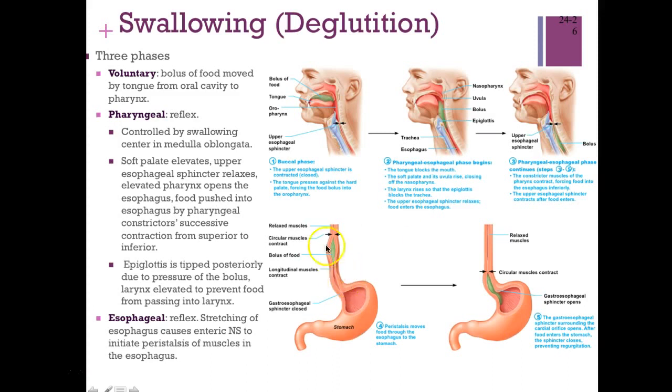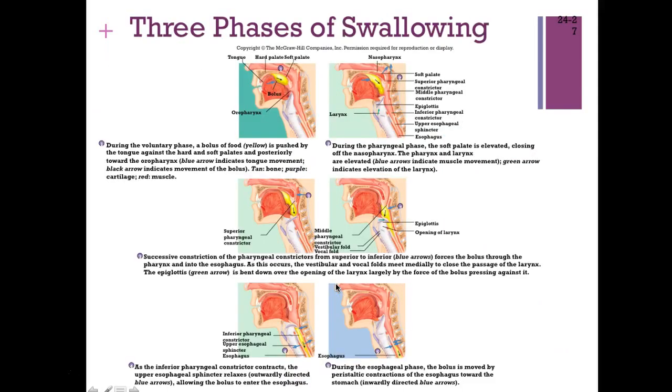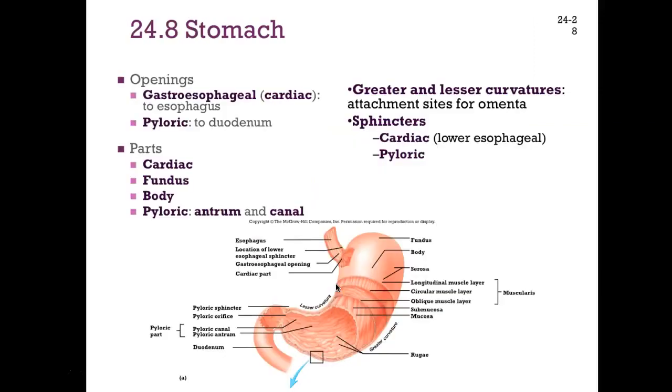Now we also have an esophageal reflex that occurs when we have a stretching of the esophagus, and that causes our enteric nervous system to initiate peristalsis, those wave-like contractions to move that bolus down. This is just another image here of the three phases of swallowing, so you can go through this on your own. And that brings us to the stomach.